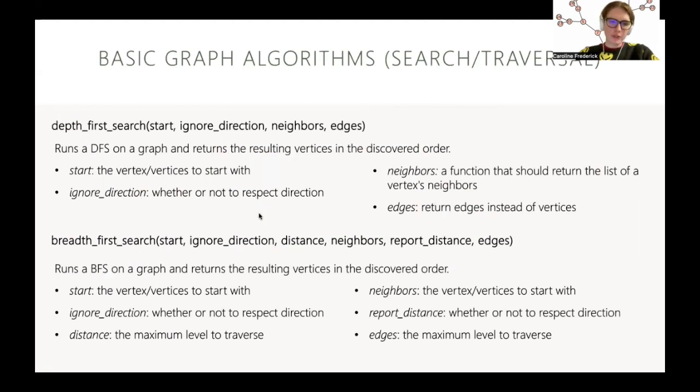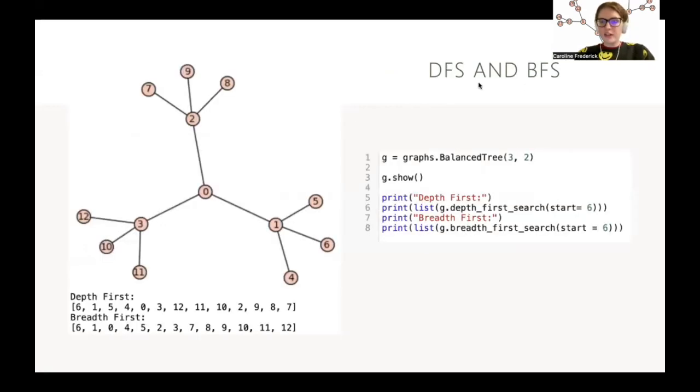So these are search and traversal methods. We have depth first search and breadth first search, which we talked about in class. It pretty much runs like you'd expect. The only required parameter here is start. You have to give it a vertex to start the search with. And so here we have the searches in action. And actually this graph is similar to the one I set to my background. It's a balanced tree. This is a different balanced tree though.